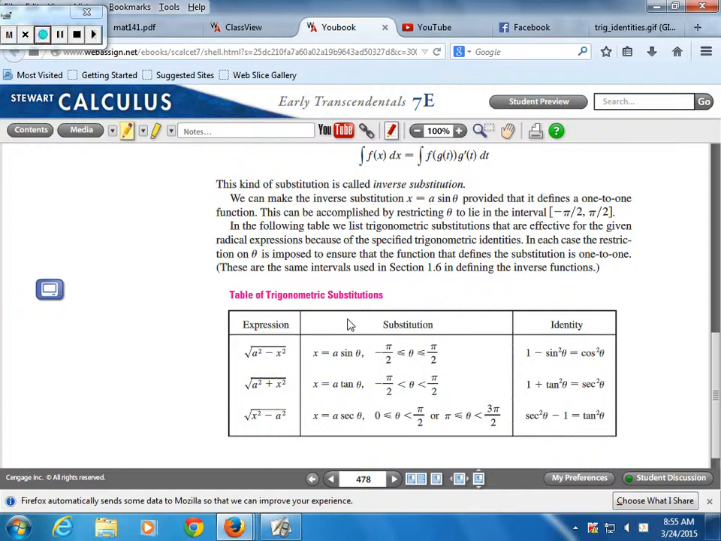Tangent of theta is equal to what? If I wanted to get the tangent by itself, what would I do? Okay, so x over a is equal to the what? Tangent of theta. And what is tangent? Oscar had a hunk of apple. Tangent equals what? Oscar had a hunk of apple. Opposite over adjacent. And that's where you get it.